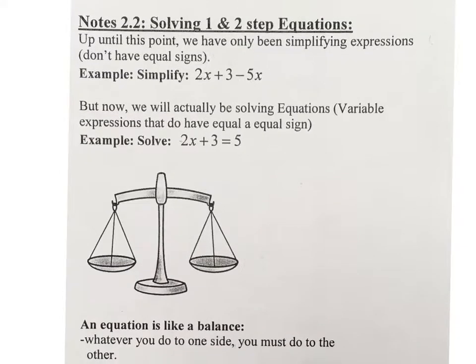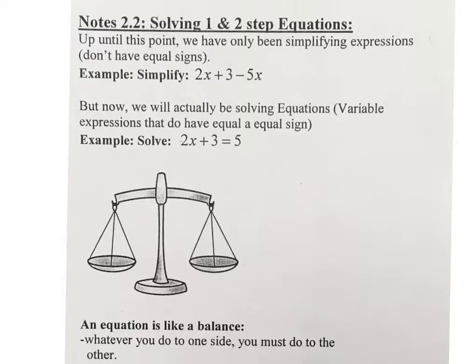We're going to be able to solve equations, and that's a big deal in Algebra 1. So anyways, let's take a look at this part of our notes right here, 2.2, solving one and two-step equations. Up until this point, we've only been simplifying expressions. We don't have an equal sign, right? If we take a look at this, we have 2x plus 3 minus 5x. There is no equal sign, okay?